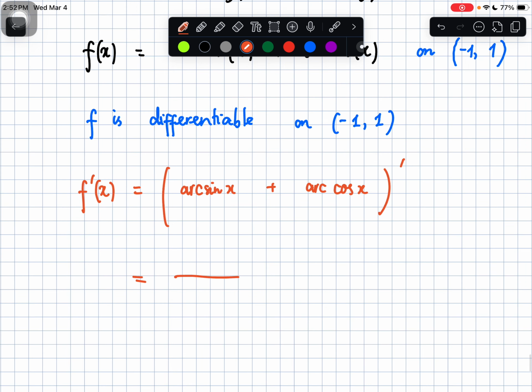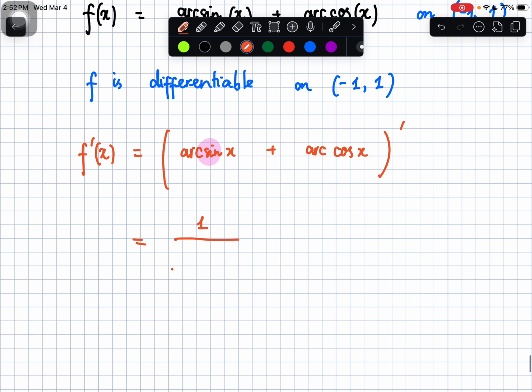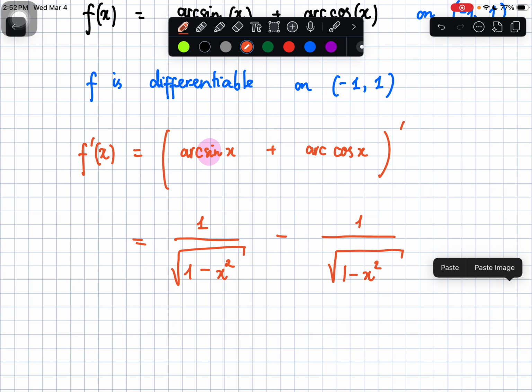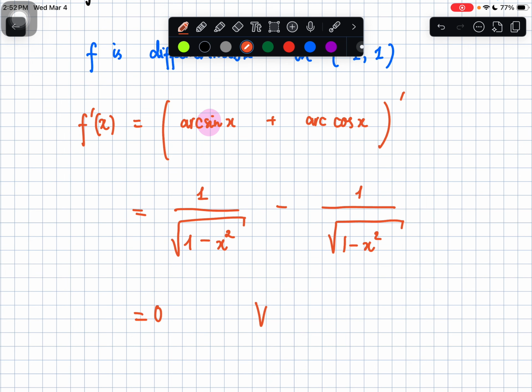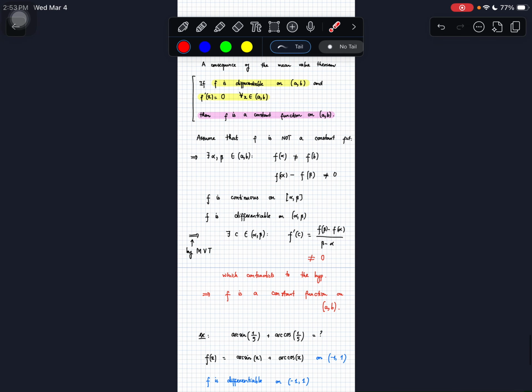Arcsin prime is 1 over square root of 1 minus x squared. Arc cosine prime is minus arcsin prime, so it is minus 1 over square root of 1 minus x squared. So this is 0. So f prime of x is 0 for all x between minus 1 and 1. So it satisfies the condition of this theorem. So the theorem says that f must be a constant function.